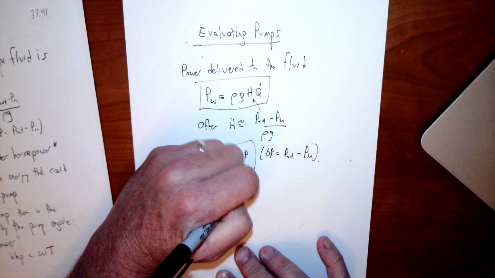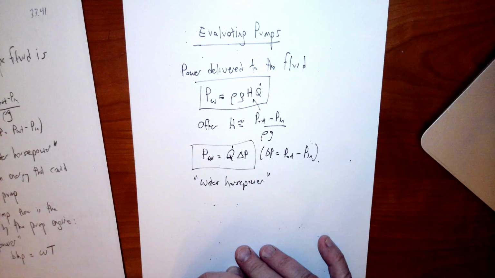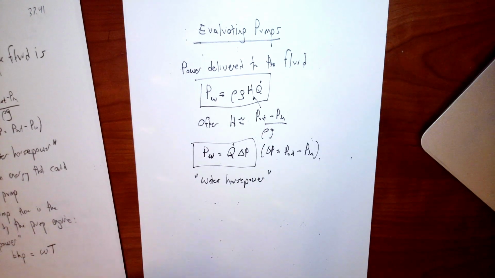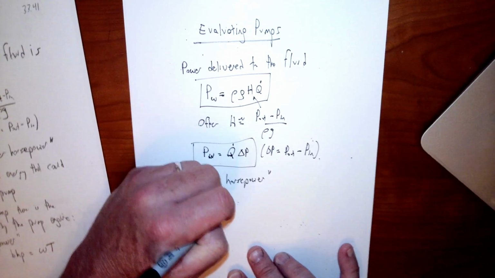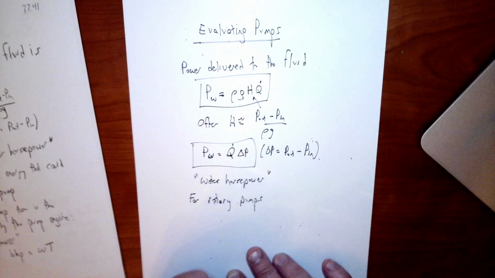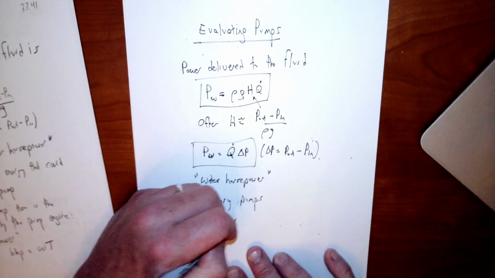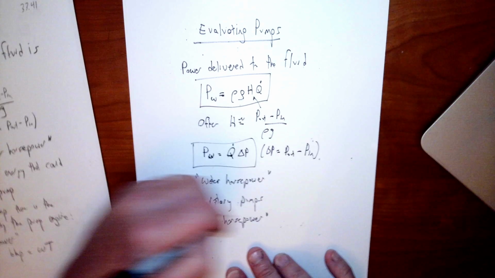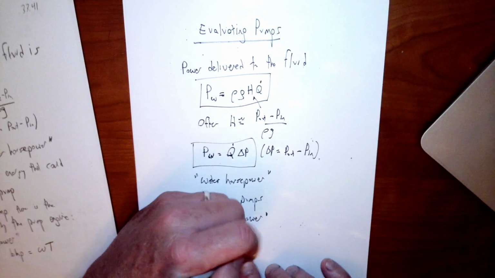This is called the water horsepower. So water horsepower, that's what the name of this PW is. All right. There's another horsepower that people talk about, at least for rotary pumps, that is any pump where you're rotating a shaft. They also have brake horsepower, spelled like this, and its symbol is, oddly enough, BHP, brake horsepower.